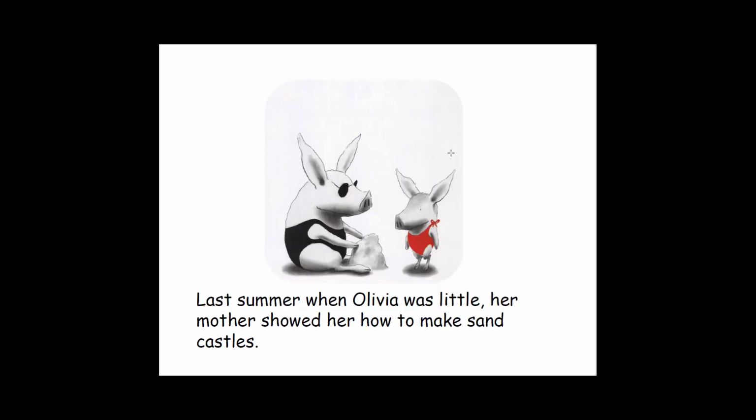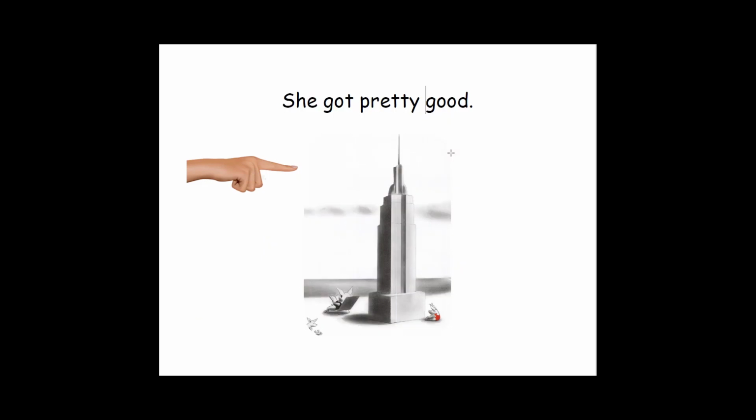Last summer, when Olivia was little, her mother showed her how to make sandcastles. Look at her mom. She's showing Olivia how to make sandcastles. Her mom is very stylish. She's wearing all black with nice sunglasses. She got pretty good. Yep. What does that building look like? Does that building look like anything that you've seen?